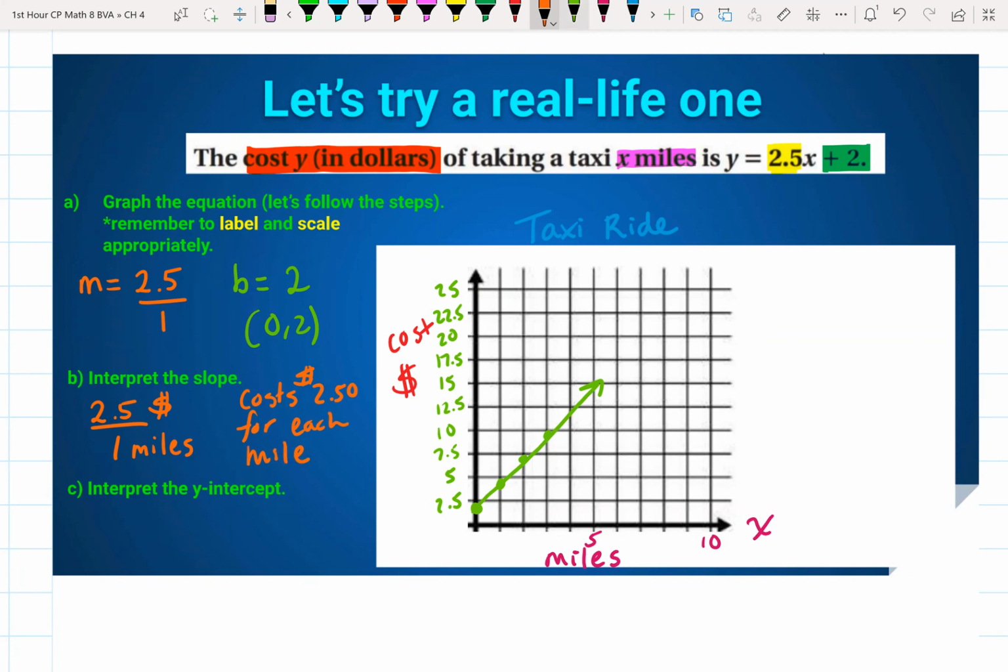The y-intercept at 0, 2 means at the x value at 0 miles, it already costs you $2. So before you even ride anywhere in the taxi, it costs you money. It's like an upfront fee right there.